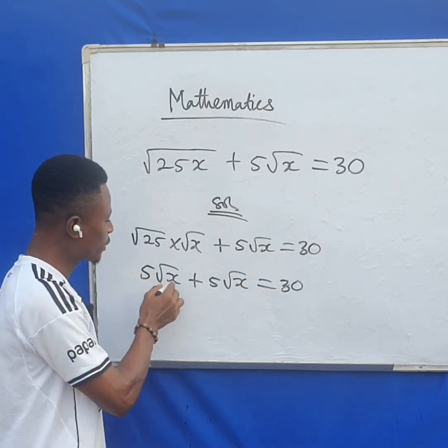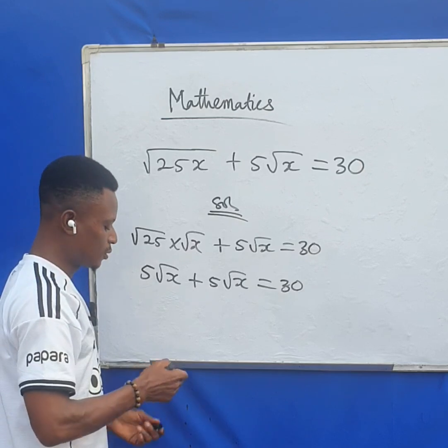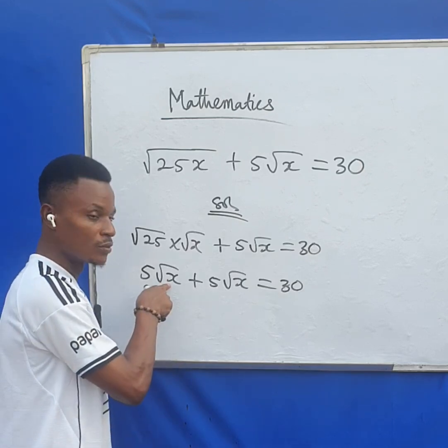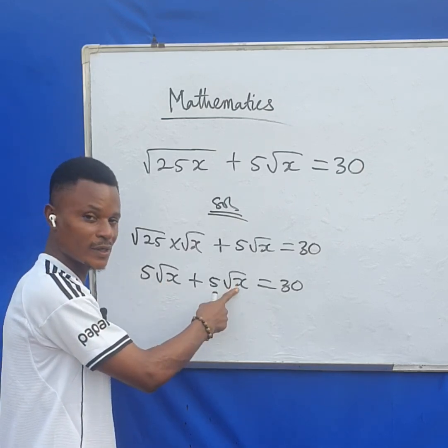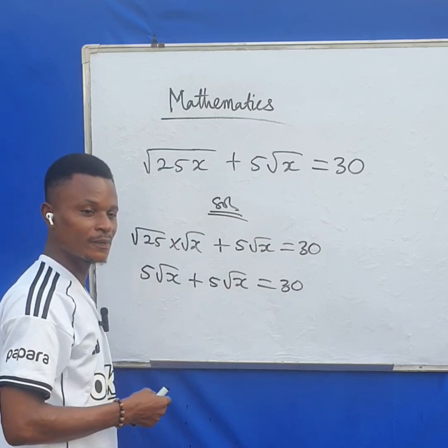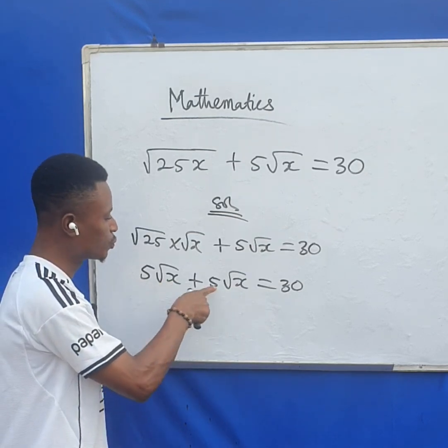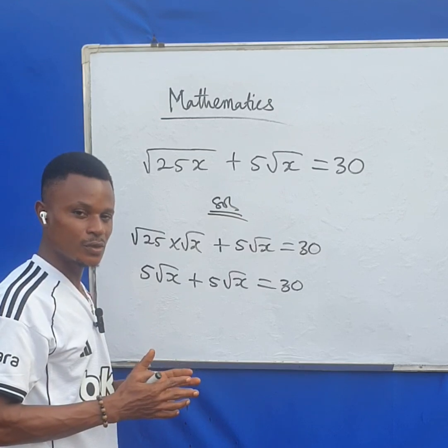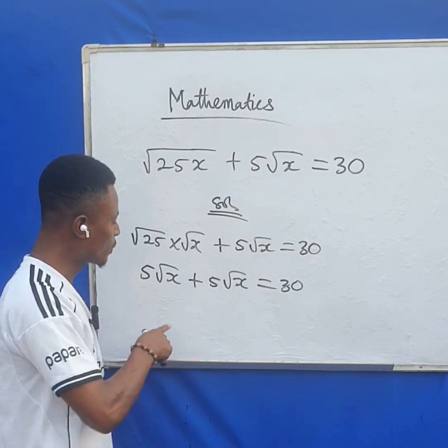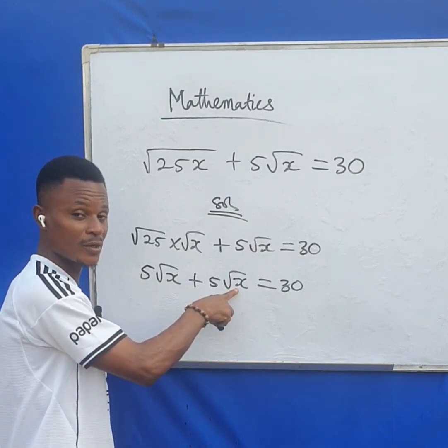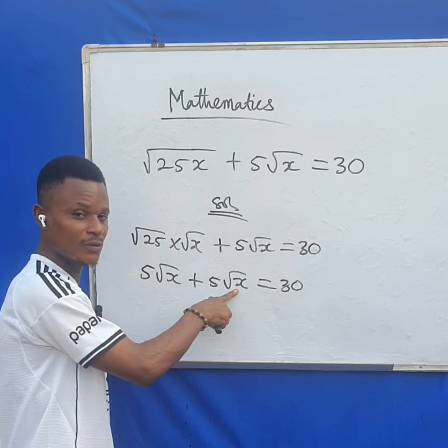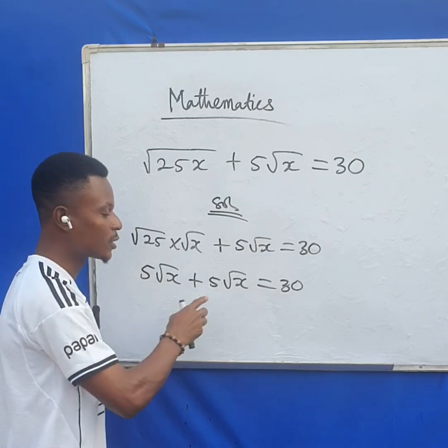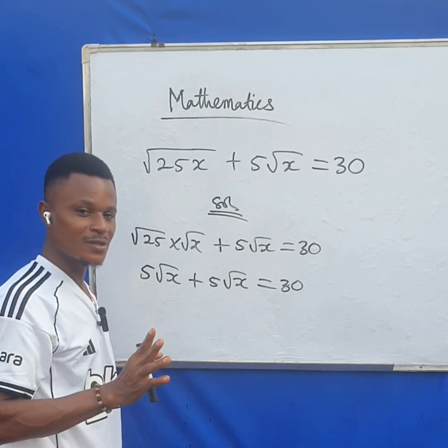Now we have 5 root x plus 5 root x. If you look inside this root, we have x and we have x here also, meaning they are the same. Because these two are the same, we can go ahead and add the surds. You can only add surds when the number inside the roots are the same, when the irrational parts are the same. But if they are not the same, you cannot add.